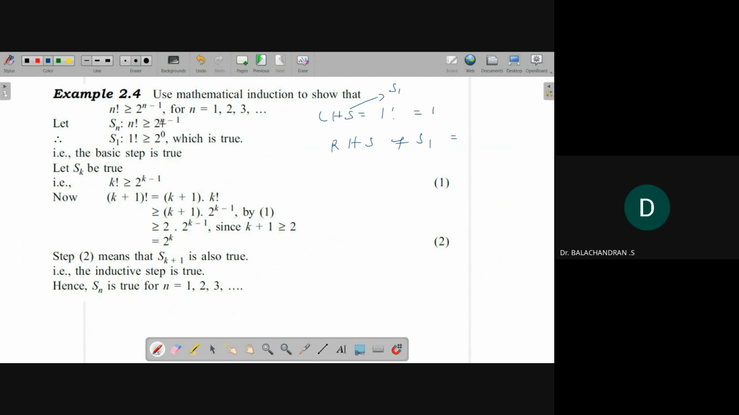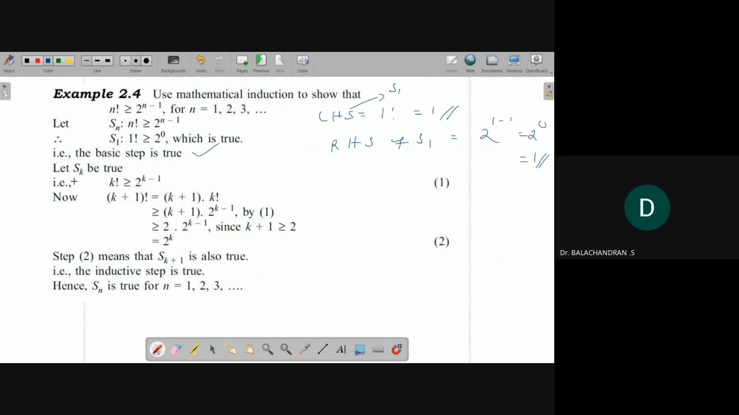So if we substitute n equal to 1 means 2 power what? 1 minus 1, 2 power 0. 2 power 0 is also what? 1. So left hand side is also 1, right hand side is also 1. So the statement is true. So the basic step is true.